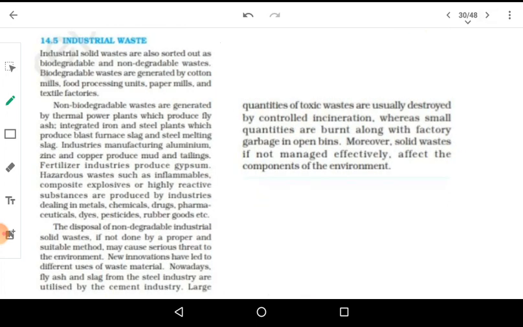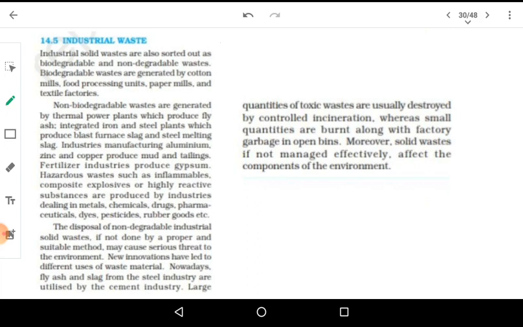Now let us move on to industrial waste. When we talk about industrial waste, we can broadly classify it into two categories. The first one is non-biodegradable waste. Non-biodegradable waste is generated by thermal power plants, which produce fly ash. Integrated iron and steel plants produce blast furnace slag and steel melting slag. Industries manufacturing aluminium, zinc and copper produce mud and tailings. Fertilizer industries produce gypsum.